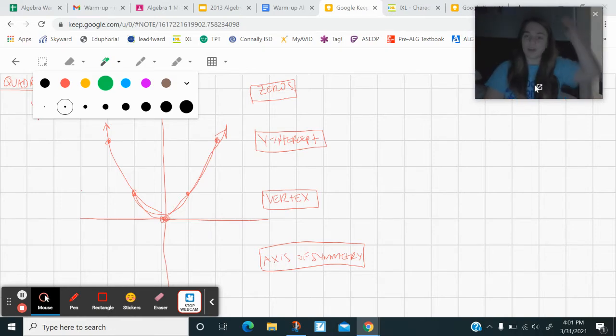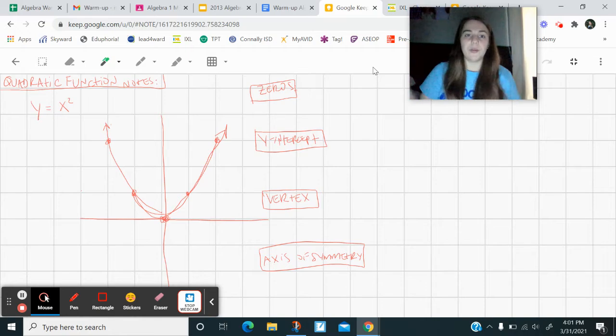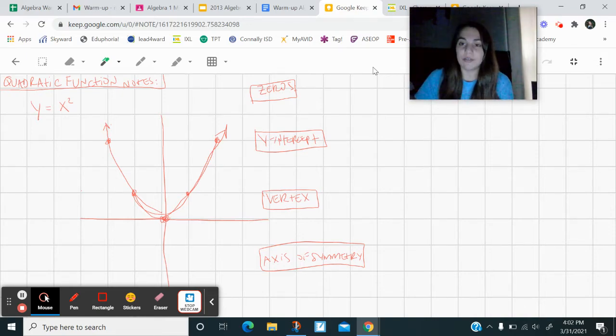All right. We have some notes. I opened up a Google Keep so that I could write down some notes in front of you. I'm getting better at my pen, guys, but still not that great. Some of you in-person kids might already know this, except it's a nice little refresher for what we're going to do today.